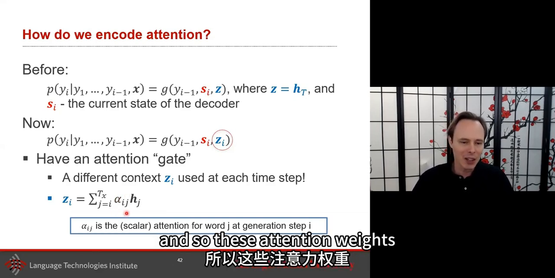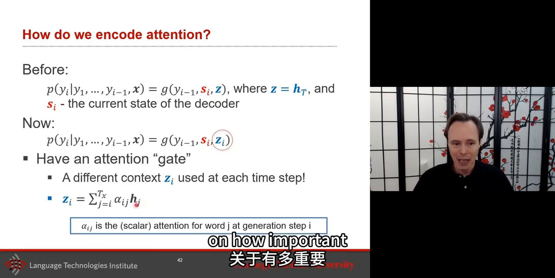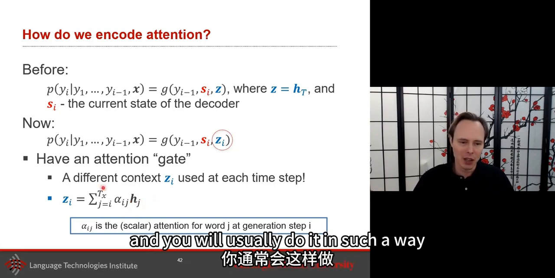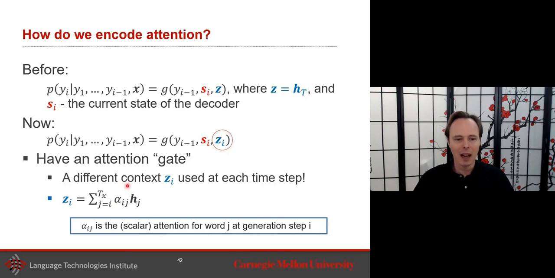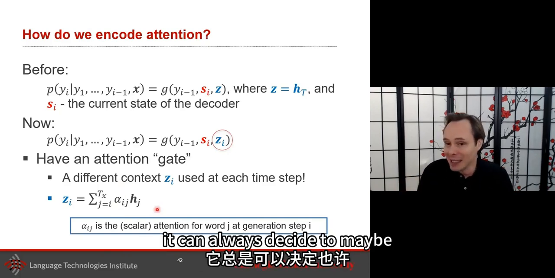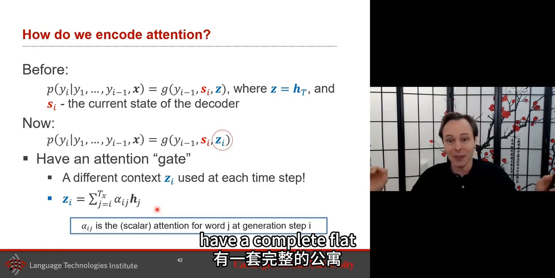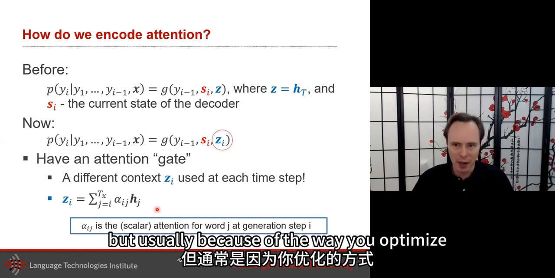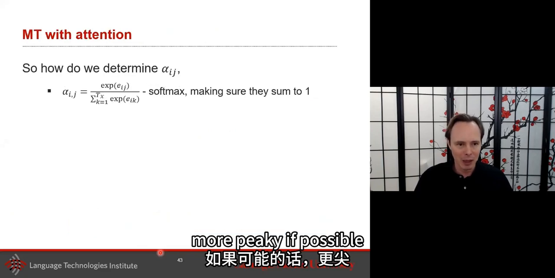And so these attention weights are, in fact, just scalars from 0 to 1 on how important. And you will usually do it in such a way that they sum to 1. That's often the case, so that it forces it to focus. It can always decide to maybe have a completely flat distribution, but usually because of the way you optimize, you would put some constraints to also make it more peaky if possible.